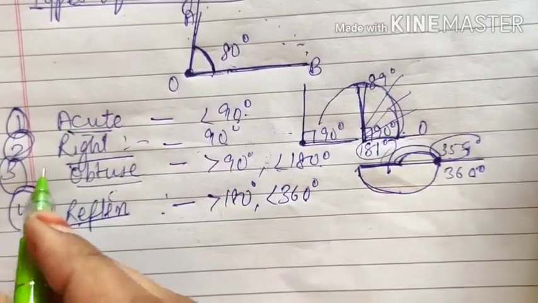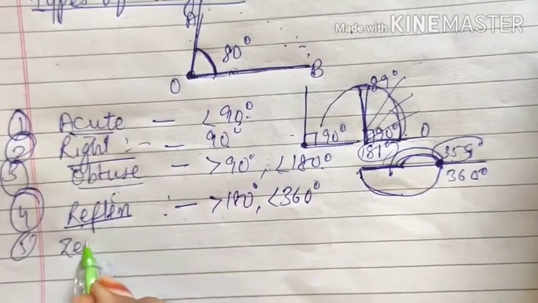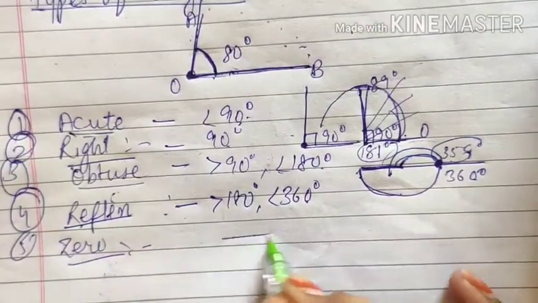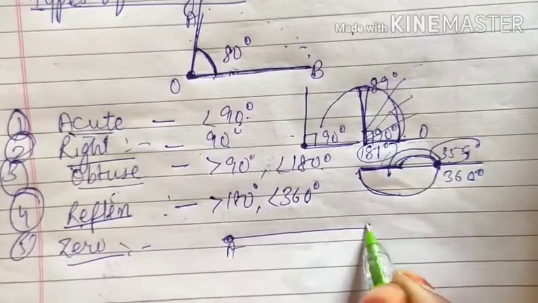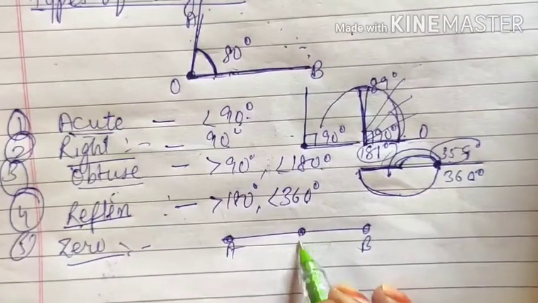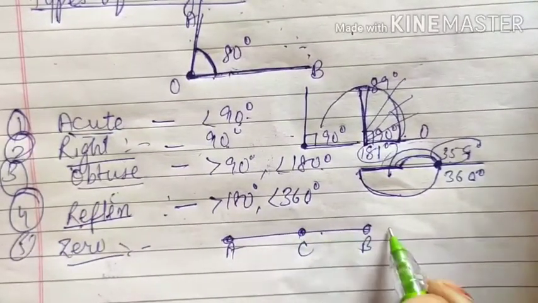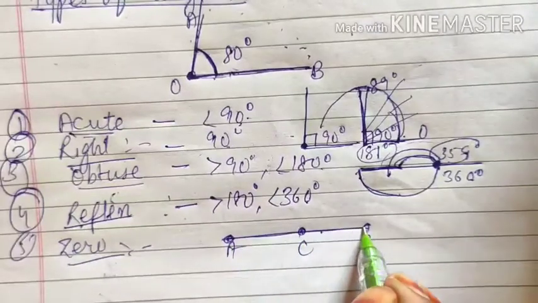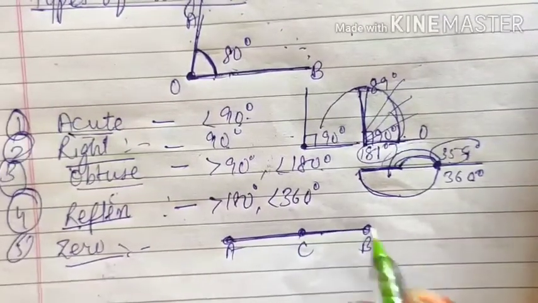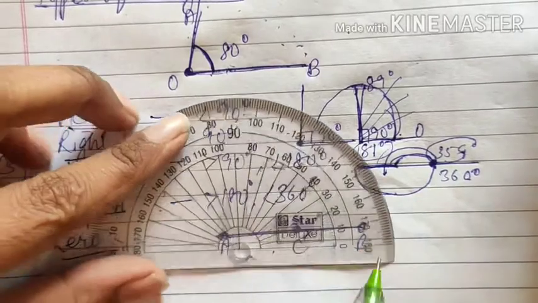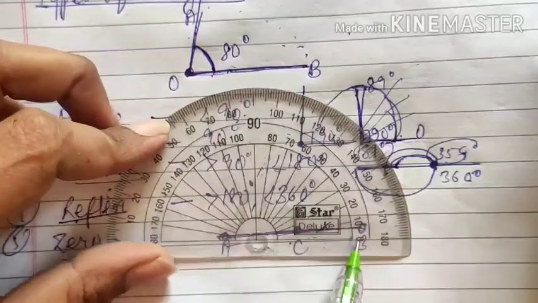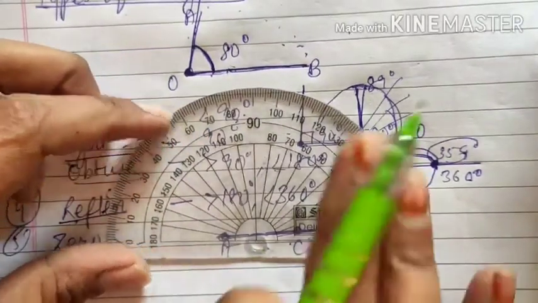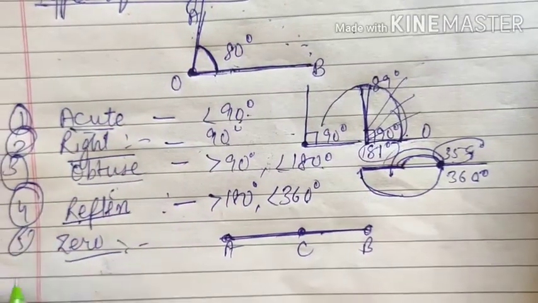And then the next one is zero angle. Zero means nothing. If this is your line segment AB, and you simply put any point here, then that angle will be 0 degree. That means that angle coincides with the same line. If you want to see, you see here 0 degree is this one. Here it's written 0, that means with the same baseline. So this is the 0 degree angle.